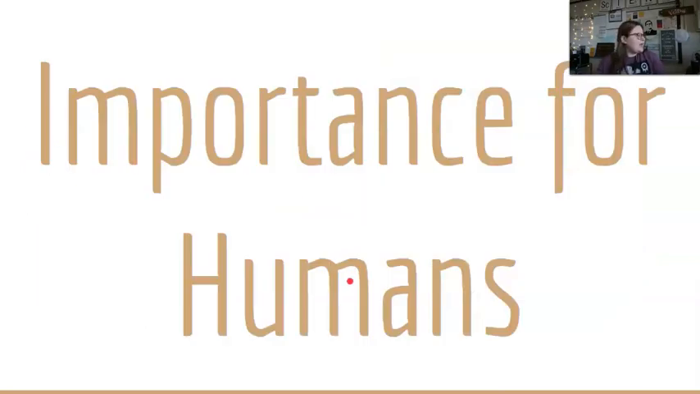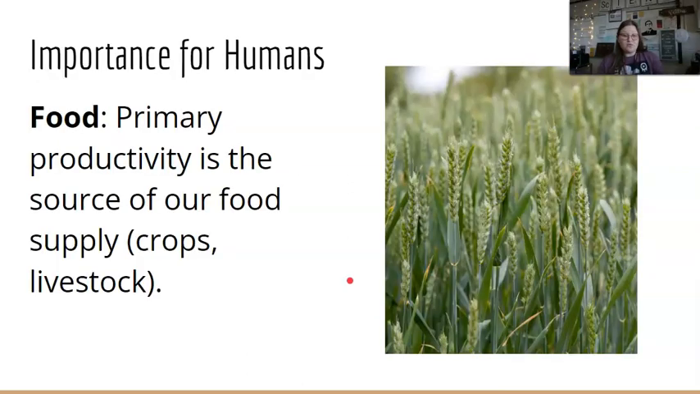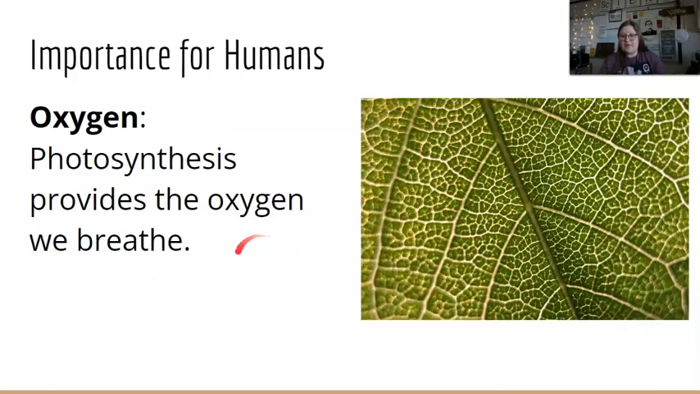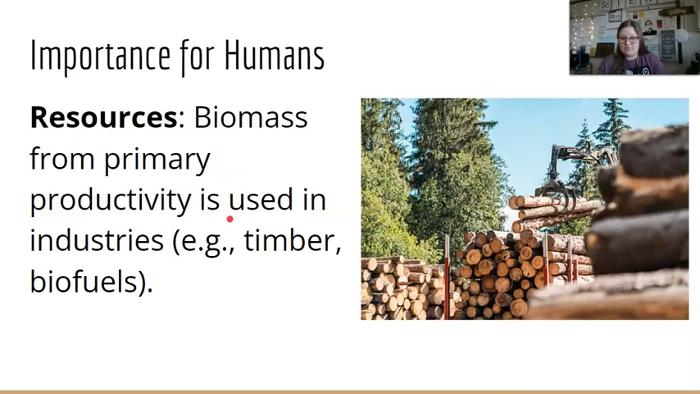All right. And then why do we as humans care about primary productivity? Food. We need food. Even if you don't just eat vegetables, if you are eating meat, the meat that you eat needs to eat plants in order to live. So primary productivity is a source of our food supply for both crops and livestock. And then oxygen. Photosynthesis provides the oxygen that we breathe. We would not be able to live, even if we figured out a way to eat without needing these plants. We need this gas that they give off.